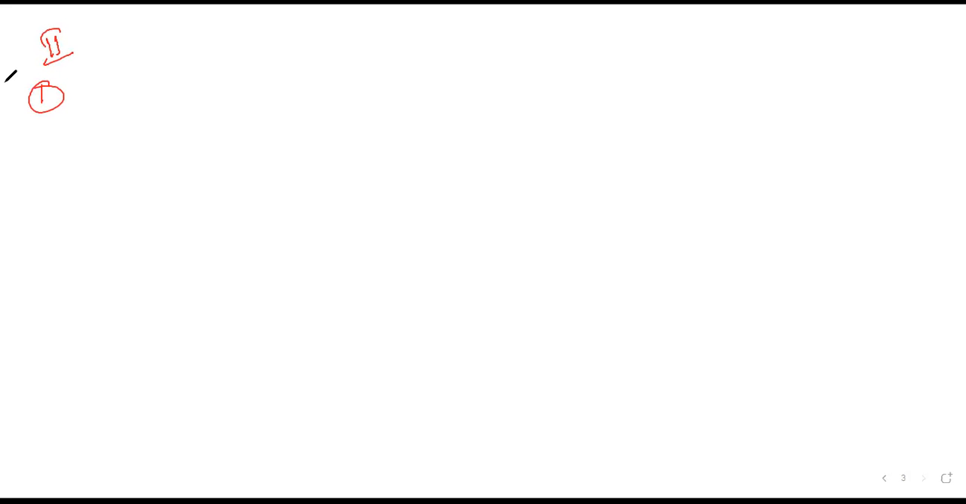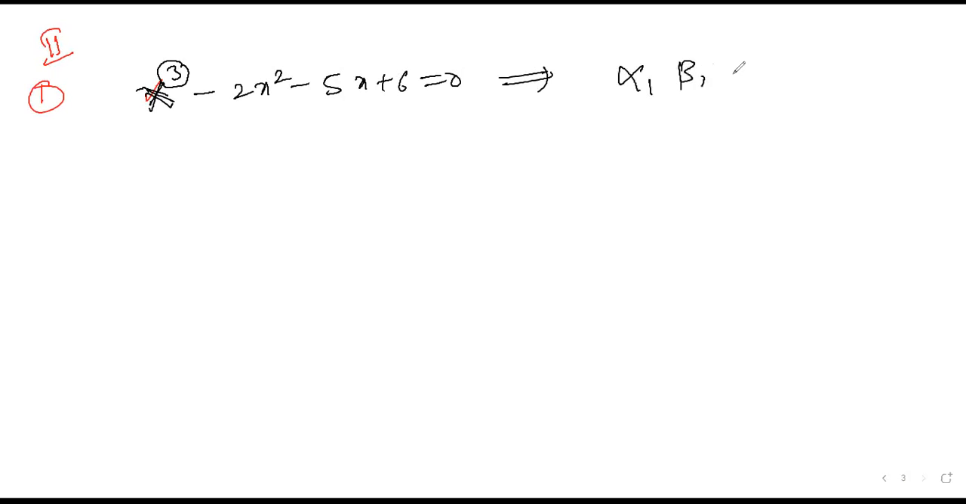First question. If alpha, beta and 1 are the roots of x cubed minus 2x squared minus 5x plus 6 equals 0, then find alpha and beta. x cubed minus 2x squared minus 5x plus 6 is equal to 0. This is a third order equation. It possesses 3 roots. What are those? Alpha, beta, gamma, 1. These are the roots. Am I clear? Yes, sir.